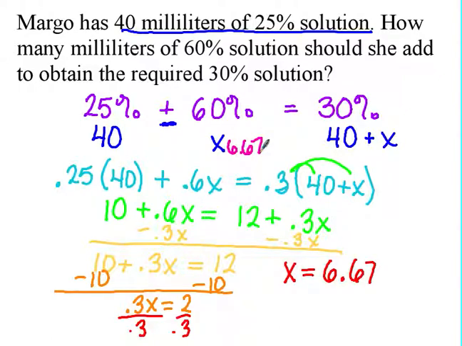Okay, so what would be my final amount? How much would I have if I had 6.67 here and 40 here? What would this amount be? So you have 40 milliliters of the 25%, 6.67 of the 60%, 46.67. Yep. Good. And the label will be milliliters.